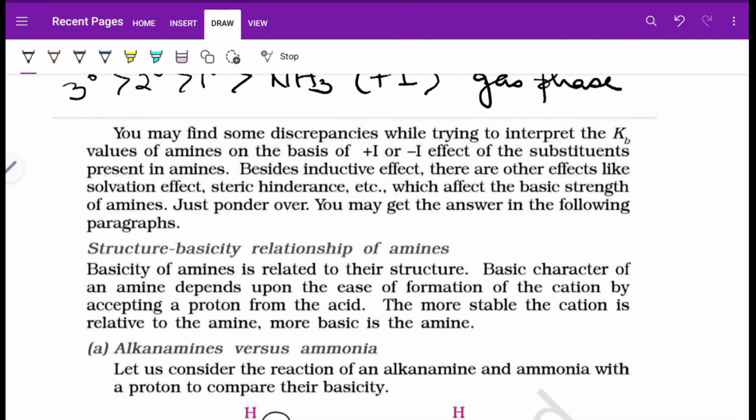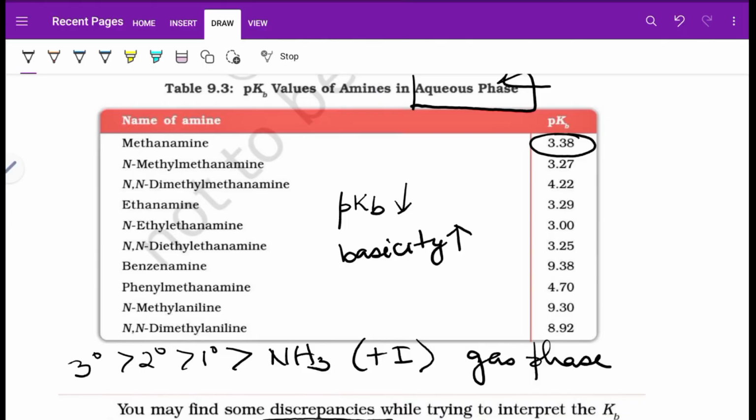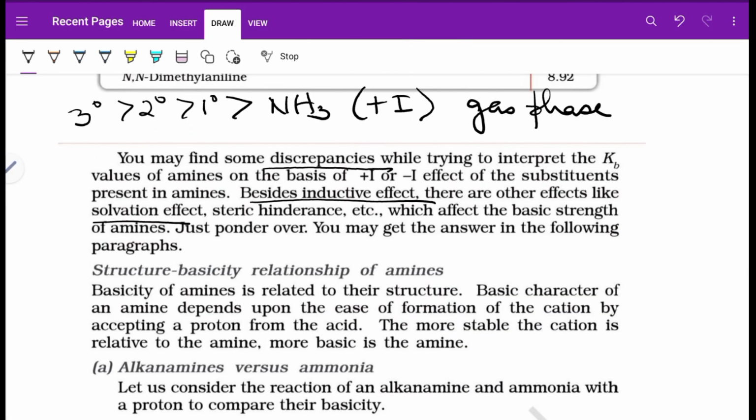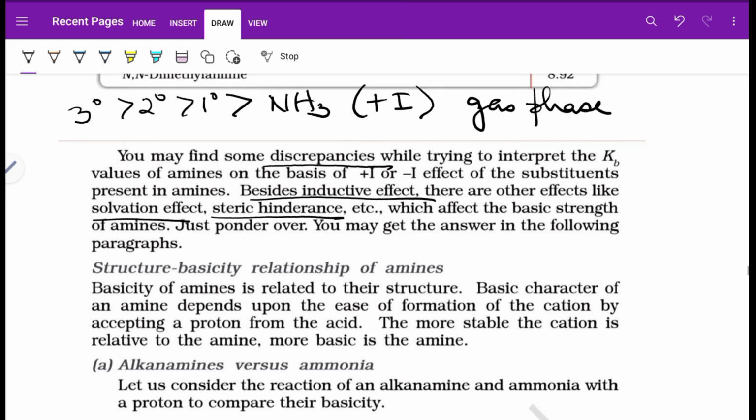Now, the discrepancy which is being seen over here based on the plus I and the minus I effects, that is not the only factor. The other factors besides the inductive effect that affect the basicity of amines in aqueous solution are solvation effect and steric hindrance. And if I say solvation effect, then I will say it is the capacity of forming hydrogen bonding with the solvent particles. Just let us think over it.